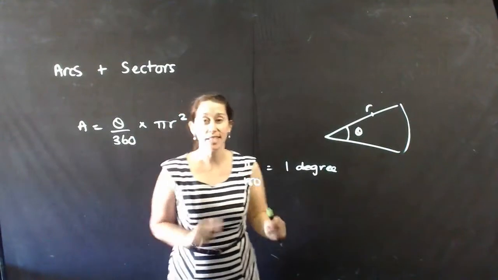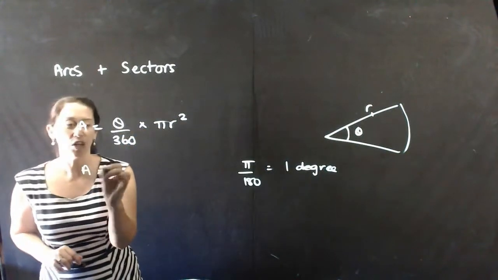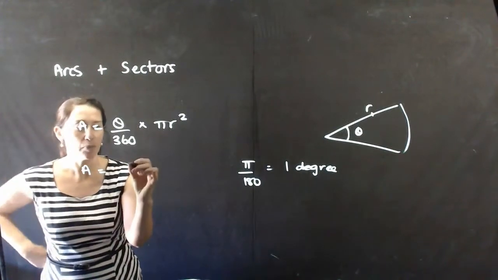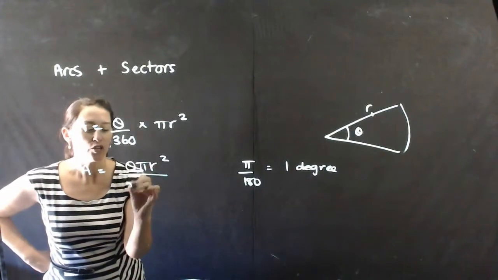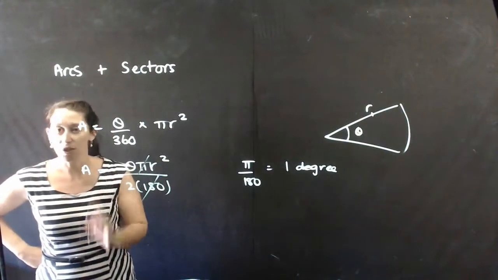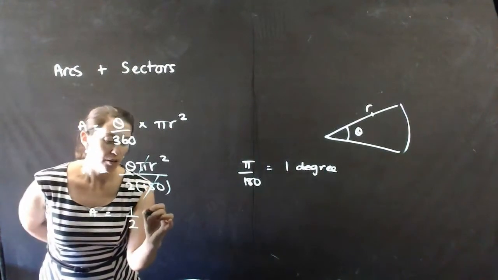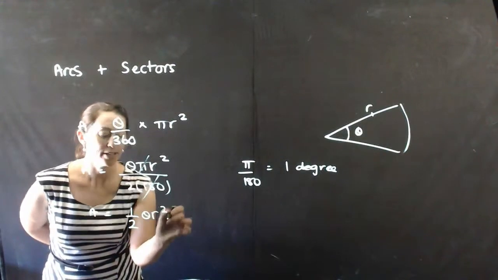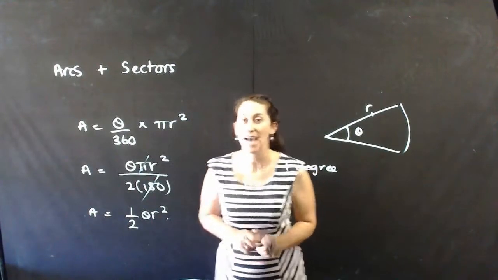So I'm going to use this relationship here, pi over 180 is 1 degree, and if I look at this, this can be separated into theta pi r squared over 2 lots of 180. And then I can substitute that for 1 degree, and I end up getting 1/2 theta r squared. And that gives you the general formula in radians to work out the area of a sector.